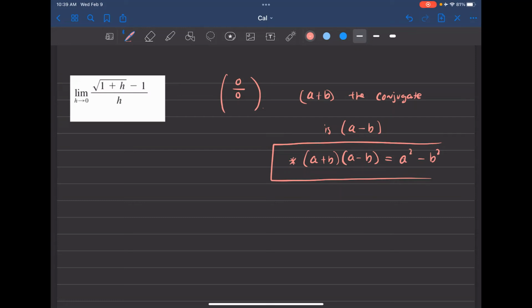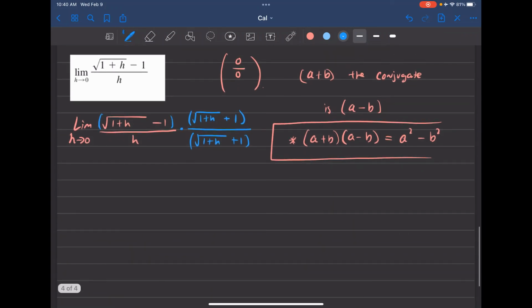So we have the limit as h approaches 0 of the square root of 1 plus h minus 1 over h. So we're going to multiply top and bottom by its conjugate. So that would be the square root of 1 plus h plus 1, because this is the conjugate, times the square root of 1 plus h minus 1. And let's put parentheses around. So once I do that, I can continue on with simplifying this. So the limit as h approaches 0.